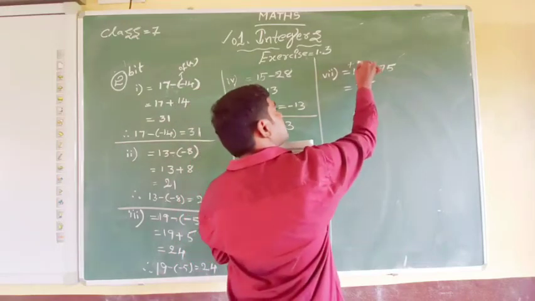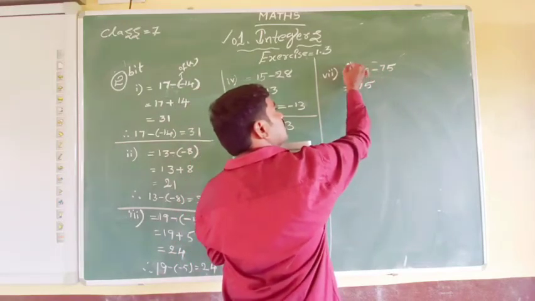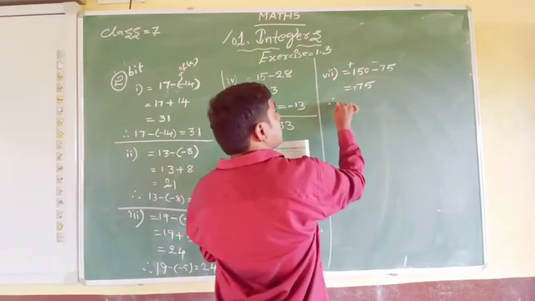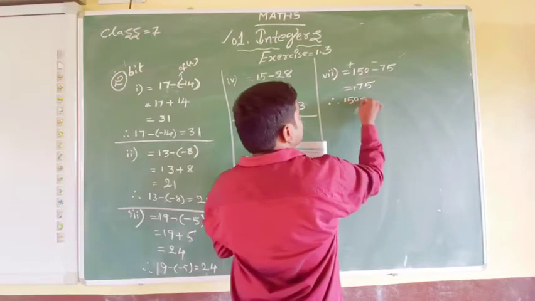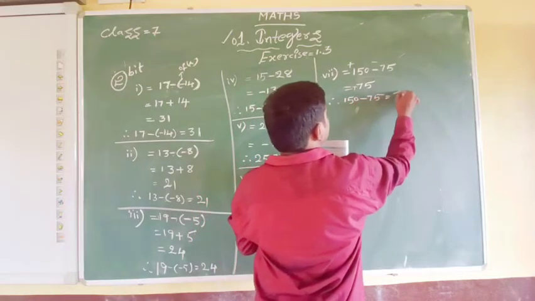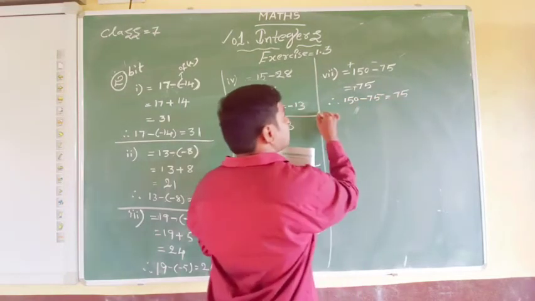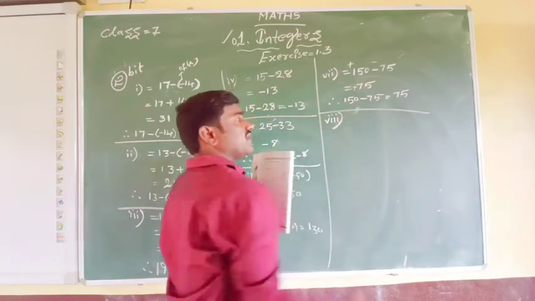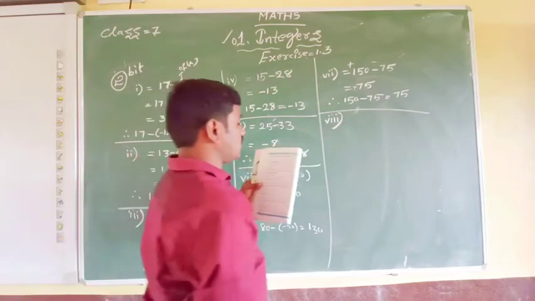From that, the greater number's symbol is plus, so it comes as the answer's symbol. So plus 75, or only 75. This is that both are the same. If there is no symbol, always that is a plus. If there is no symbol, we can always imagine that it is a positive number.